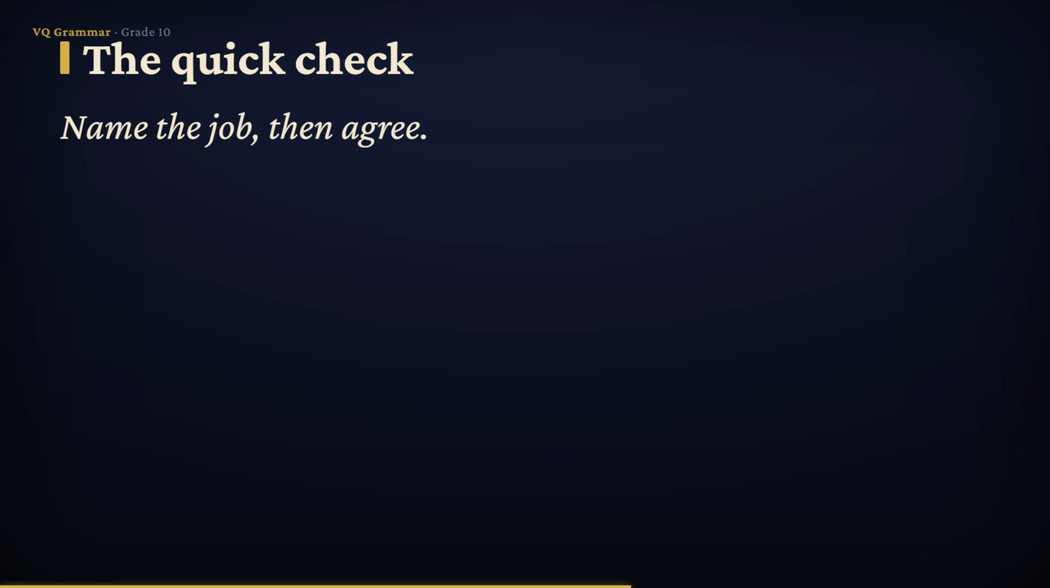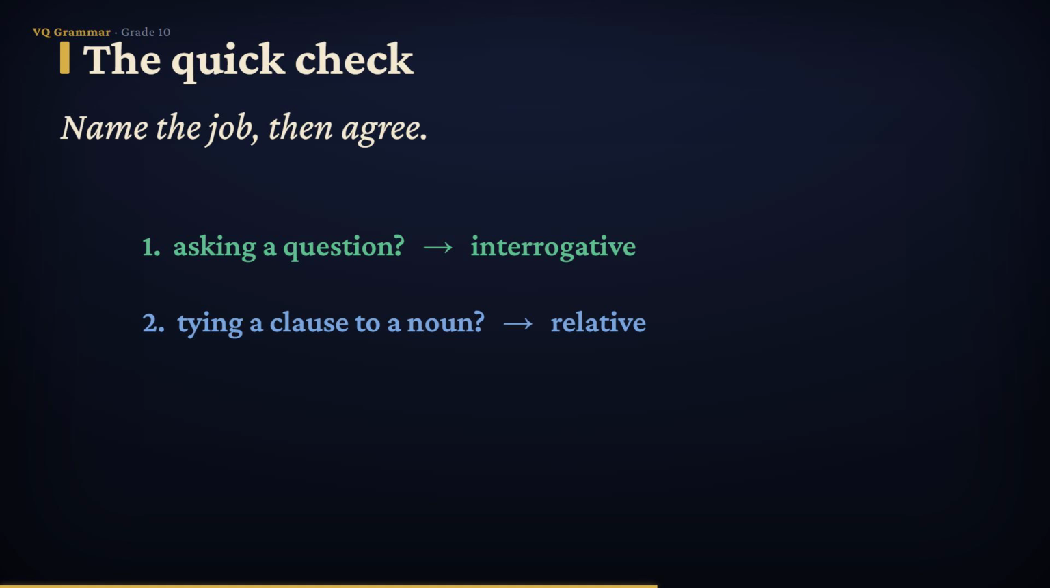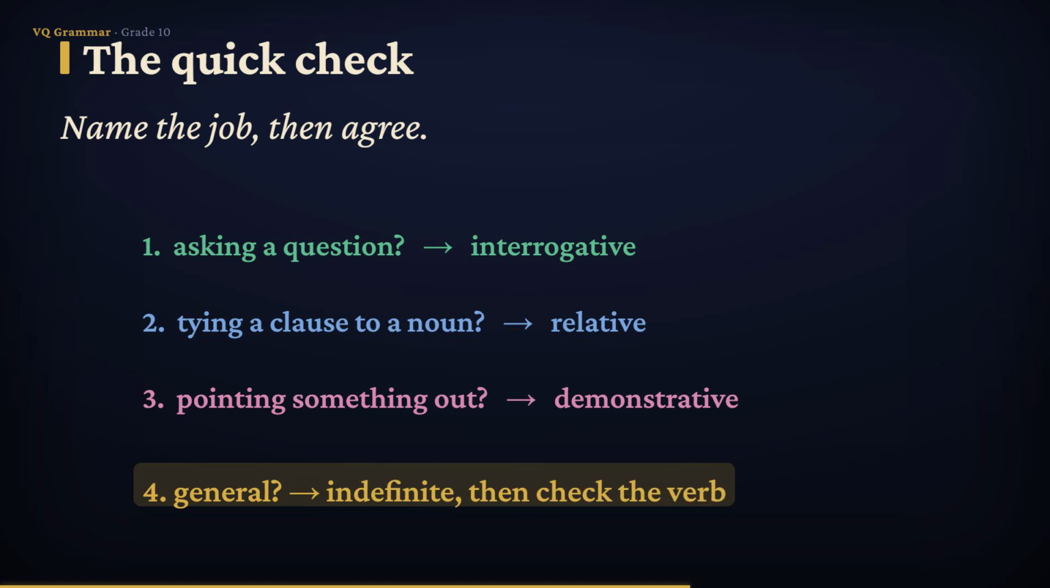Let's boil it down into a quick check you can run on any pronoun. Step 1. Is it asking a question? Then it's interrogative. Step 2. Is it tying a clause to a noun? Then it's relative. Step 3. Is it pointing something out? This, that, these, those? Then it's demonstrative. And step 4. Does it name people or things in a general way? Then it's indefinite. And your last move is to check the verb, because agreement is where these pronouns get tested. Name the job, then make it agree. Ready to try a few together?